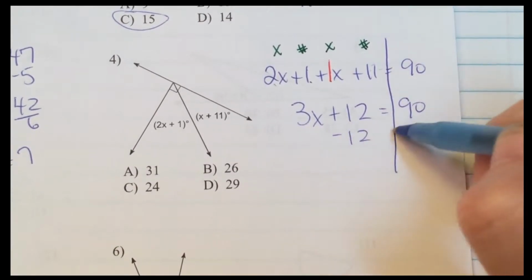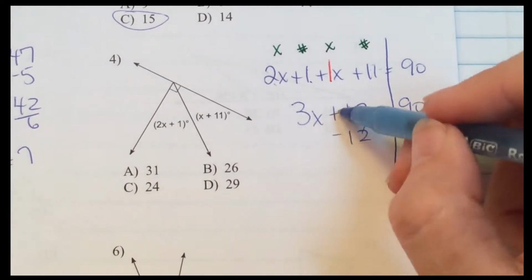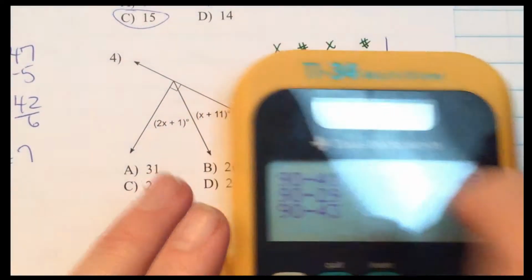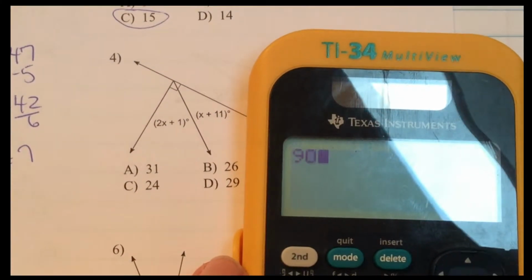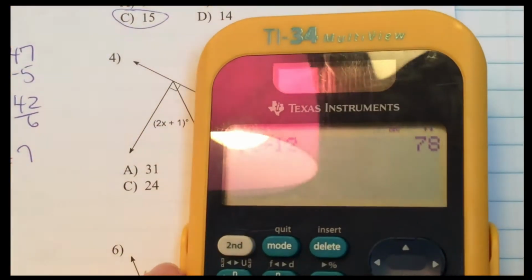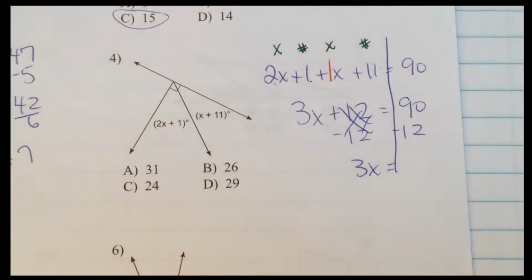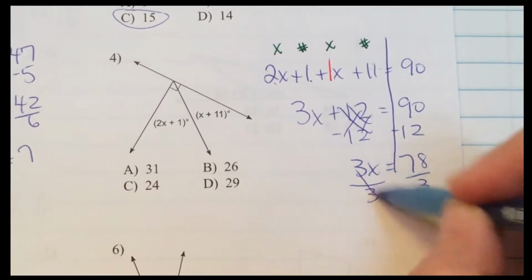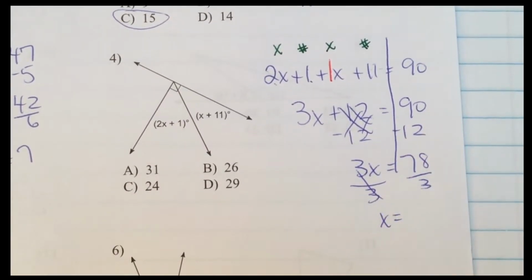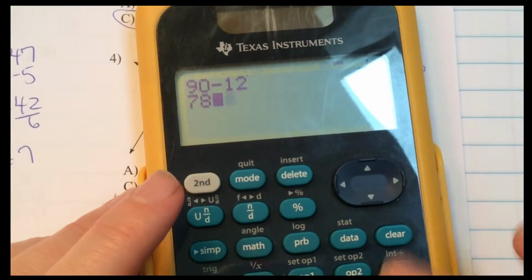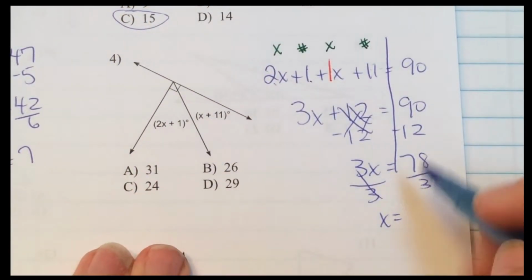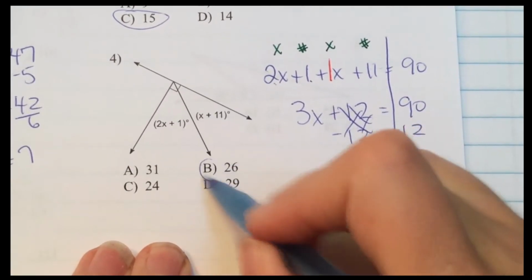Now I'm going to subtract 12 from both sides. I get 3x equals 90 minus 12, which is 78. Then I divide by 3, and 78 divided by 3 is 26. So the answer is B.